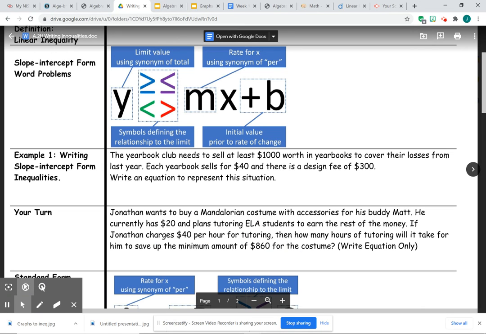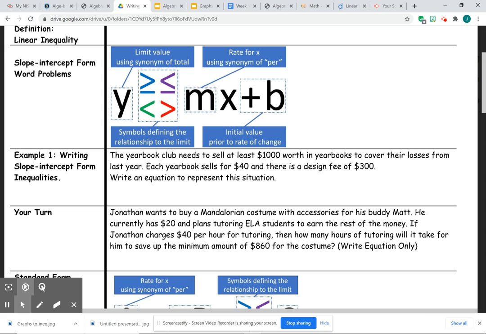So first, let's try to identify our limiting value. And you kind of see it right here where it says at least $1,000 worth. So that's going to be my y, right? So we have $1,000. And then your inequality, that at least, which means whatever they sell, they have to sell more than $1,000 worth or equal to. That's what that at least kind of means.